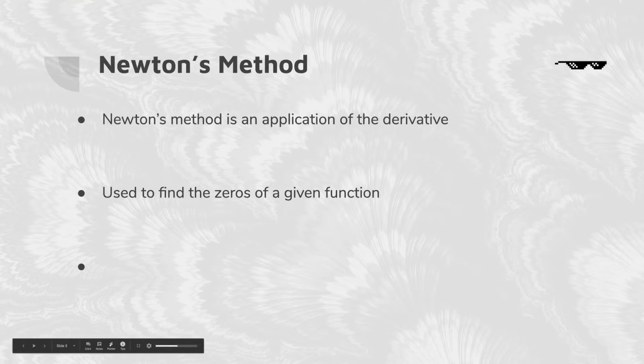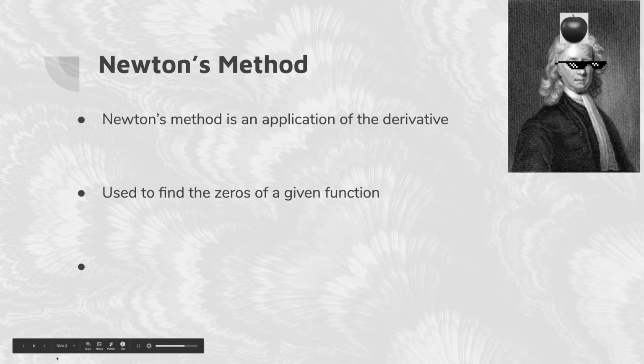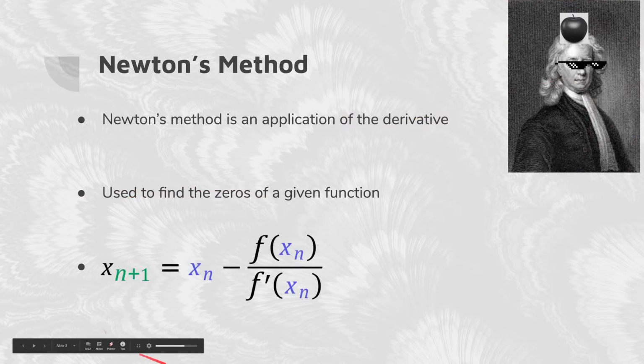Newton's method is an application of the derivative that allows you to find the roots of basically any differentiable function. It was invented by our good friend Mr. Newton here, of gravity and cool sunglasses, and the formula for it is right here. So it's a recursively defined function, kind of like sequences. So it's x sub n plus 1 is x sub n minus f of x sub n over f prime of x sub n.